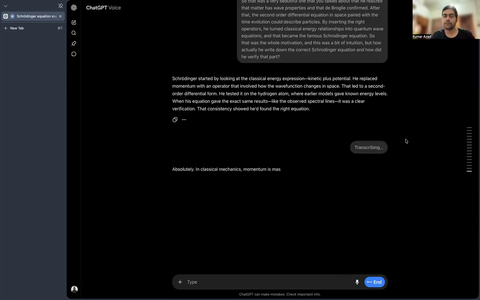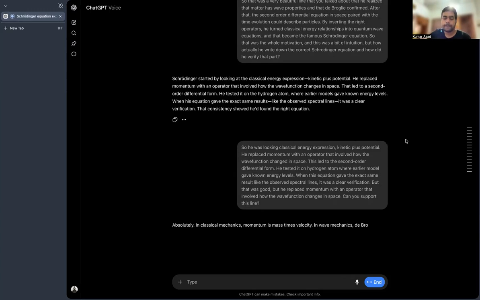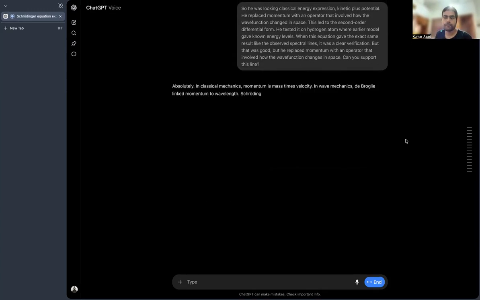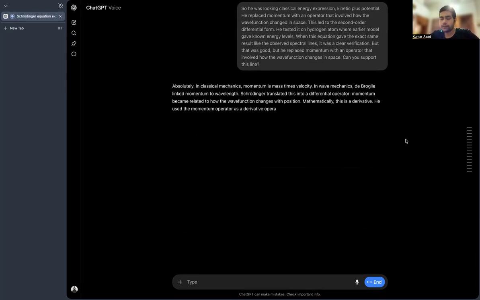Absolutely. In classical mechanics, momentum is mass times velocity. In wave mechanics, de Broglie linked momentum to wavelength. Schrödinger translated this into a differential operator. Momentum became related to how the wave function changes with position. Mathematically, this is a derivative. He used the momentum operator as a derivative operator scaled by constants, and that gave him the form that ultimately led to his equation.